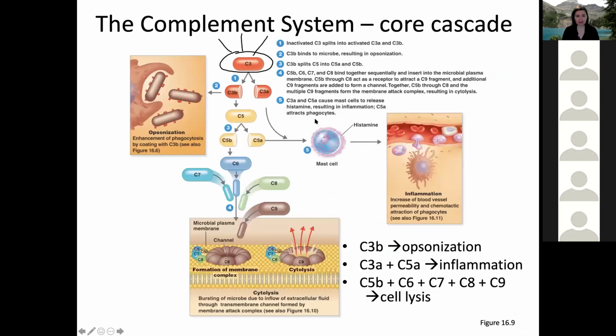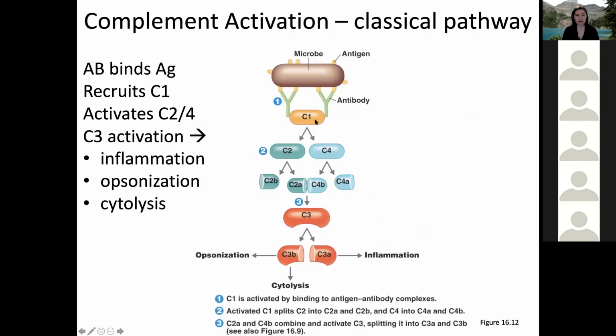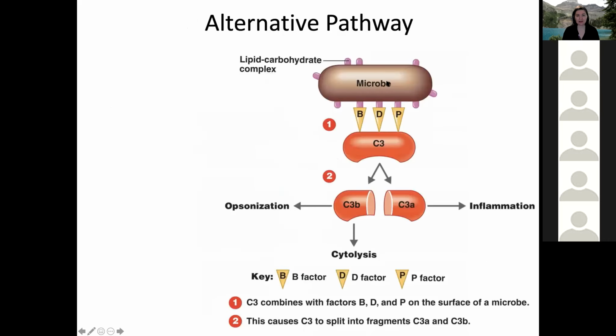So let's see if we can go to that slide. Here's the classical pathway. Here's the alternative. So here's a bacterium. It's got a lipid carbohydrate complex on the surface that's non-human and sort of typical of bacteria. And these proteins recognize those types of signature molecules and immediately activate the complement. A pattern, not a specific. It doesn't know if this is E. coli, salmonella, staphylococcus. It can't tell the difference.